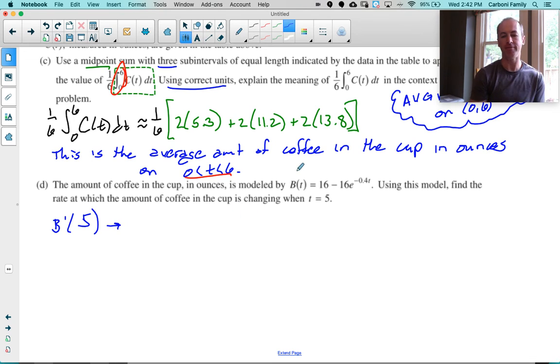And to get B prime of 5, we first have to find the derivative of B of t. So B prime of t is going to be, the derivative of 16 is 0. I'm going to ignore the negative 16.